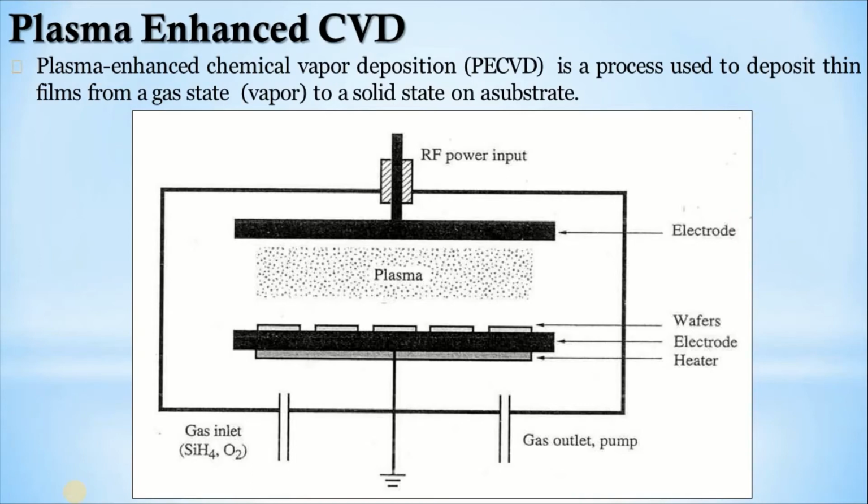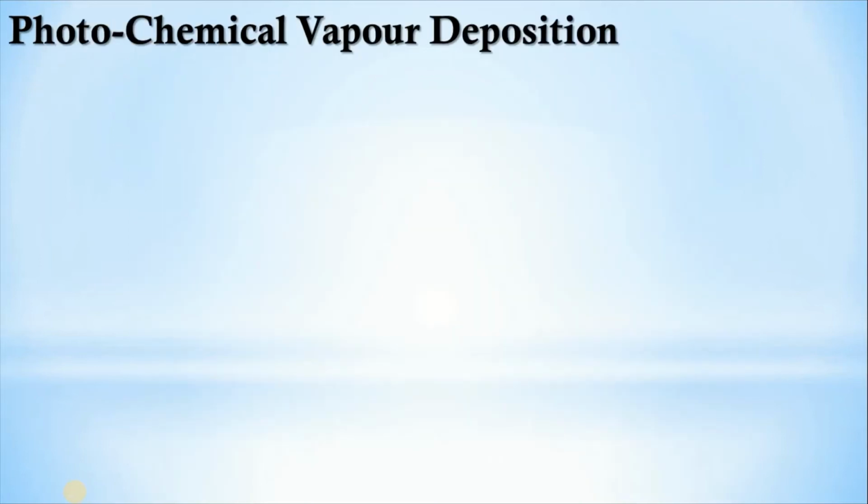The second reactor is a downstream reactor, which is an indirect type, where the plasma is generated in a separate chamber and is pumped into the deposition chamber. It allows better control of purity and film quality when compared to the direct type. So these are the two types of reactors we are using in plasma enhanced CVD. Then the third type is photochemical vapor deposition.